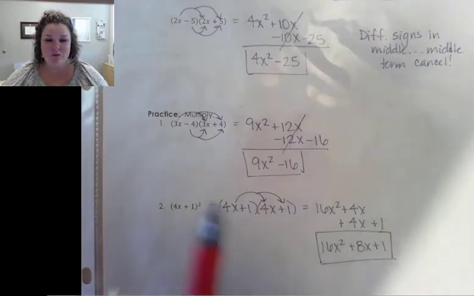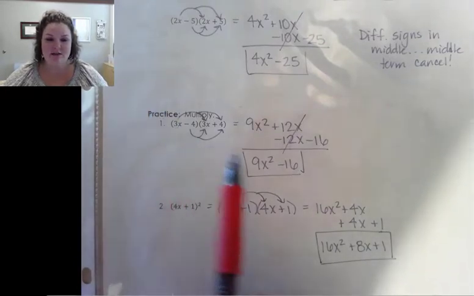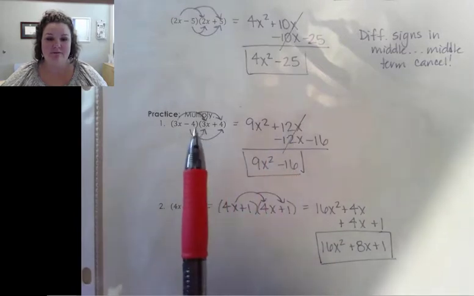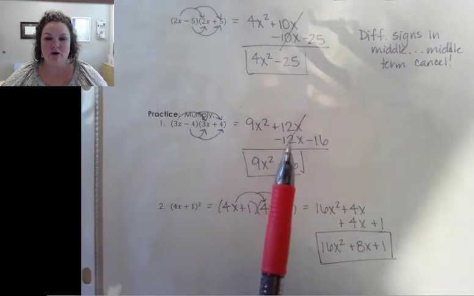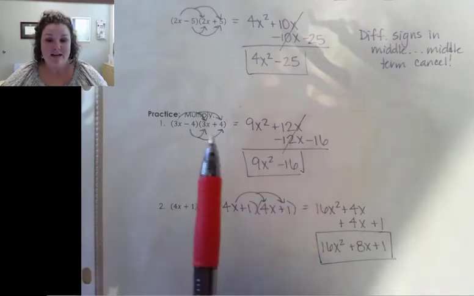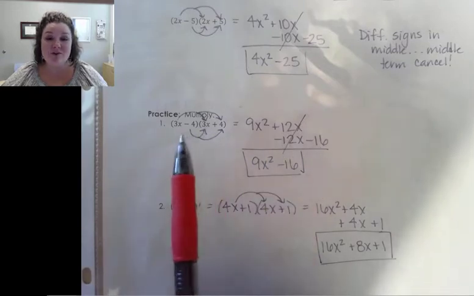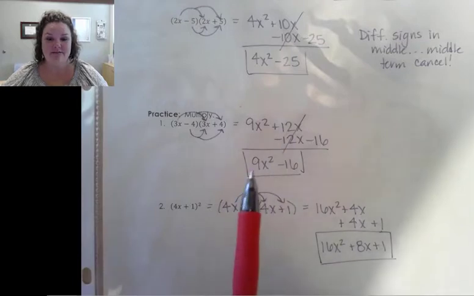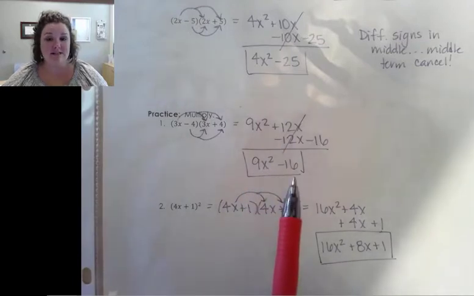Number 1, when you distribute the 3x, you should get 9x squared plus 12x. When you distribute the negative 4, you should get negative 12x minus 16. And because these two quantities are identical other than that middle symbol, our middle terms end up being opposites. They cancel out, which leaves us with just 9x squared minus 16.